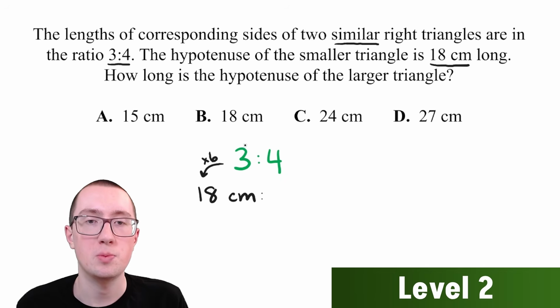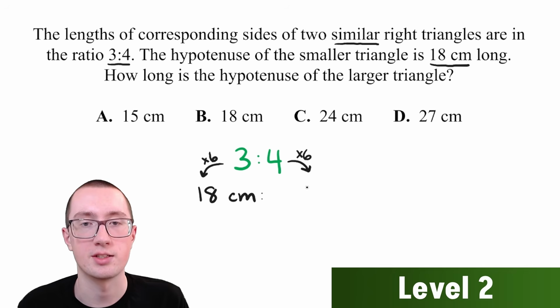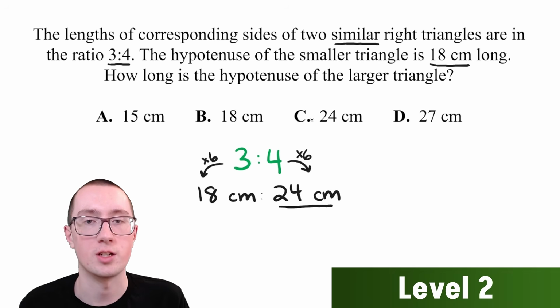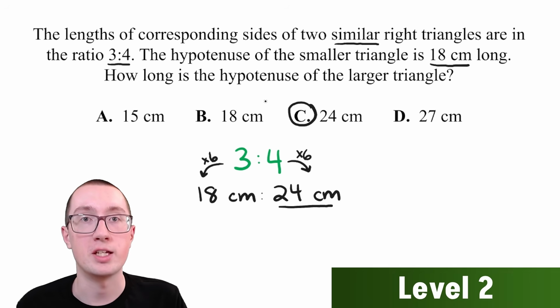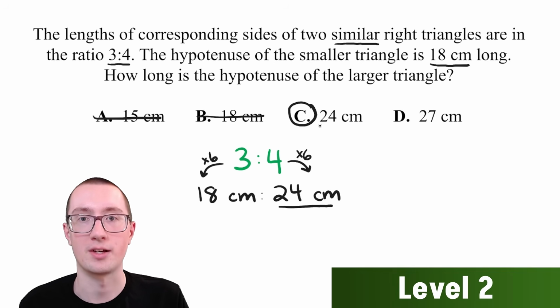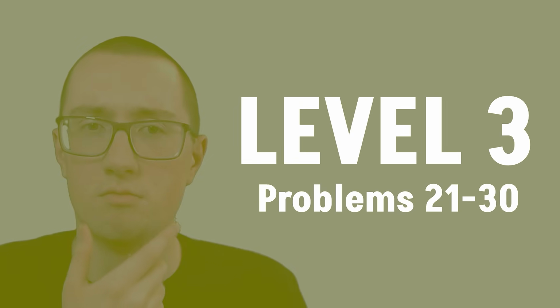That's 6. So if we're multiplying the small number of our ratio by 6, then if we multiply the large number of our ratio by 6, what do we get? Well, 4 times 6 is 24, which means that the hypotenuse of our large triangle is 24 centimeters, or option C. And by the way, even if you had no clue how to do this, you still could have made this a 50-50 because it says the smaller one is 18. So the bigger one is not going to be 15 or 18. It's going to be bigger than 18.